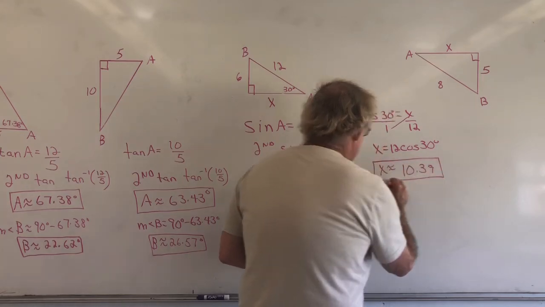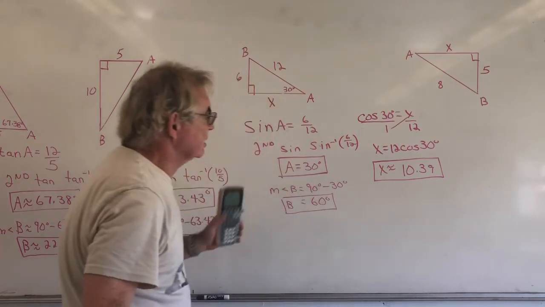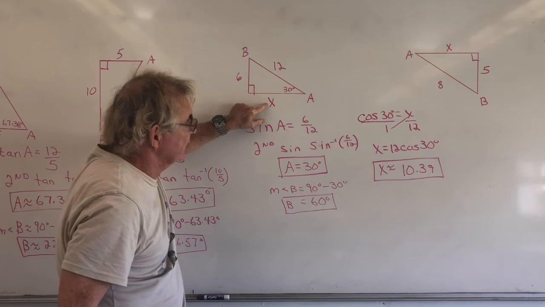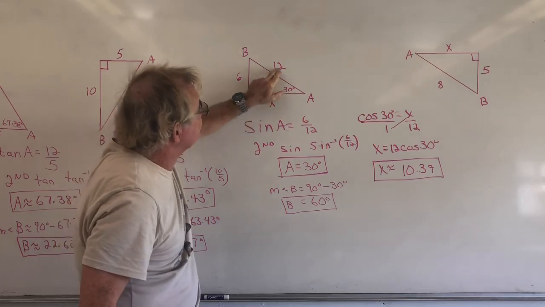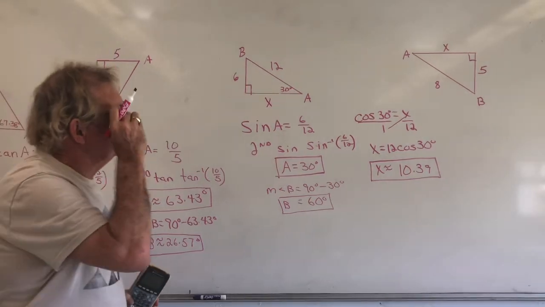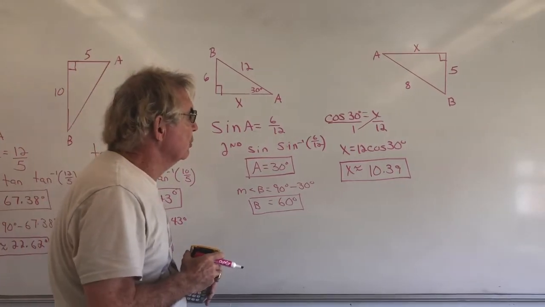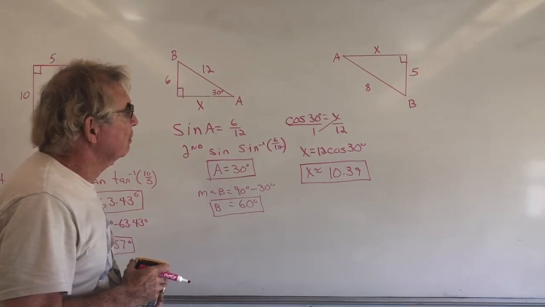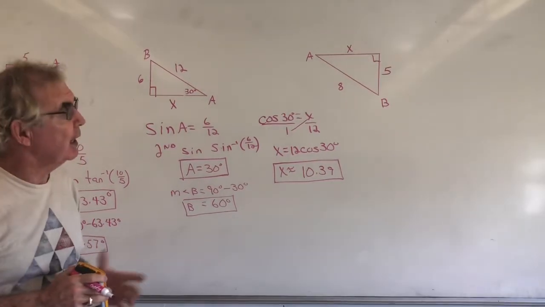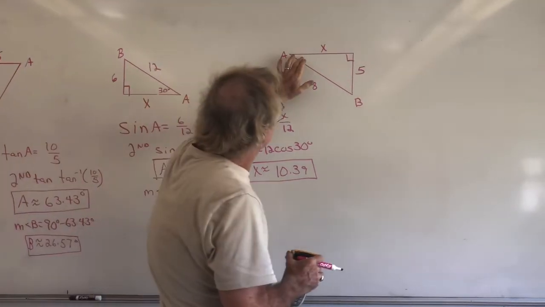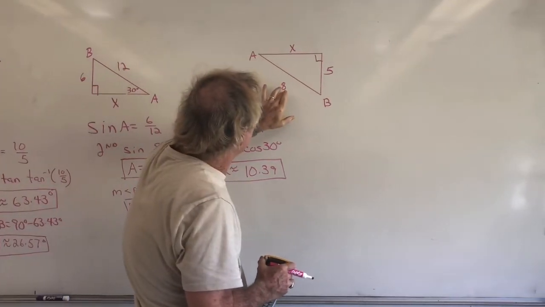So we found both angles and the side. And if you'd like to, you could square 6, square 10.39, and see if that adds up to 12 squared. Our last example is, again, find two angles and the side. So let's look at it. Why don't we just start off on angle A to go in order. So we look at angle A, we're given the opposite and the hypotenuse.